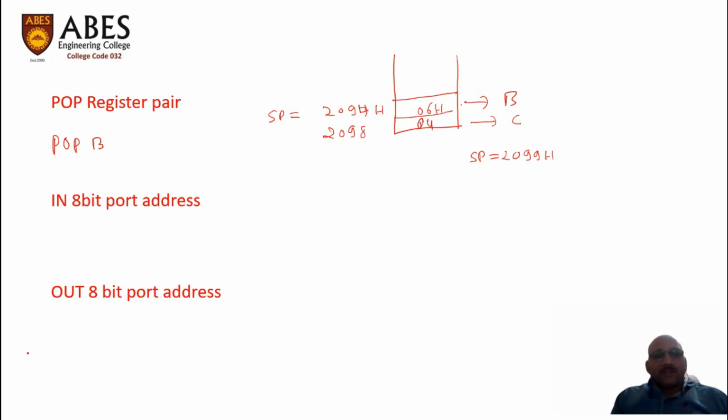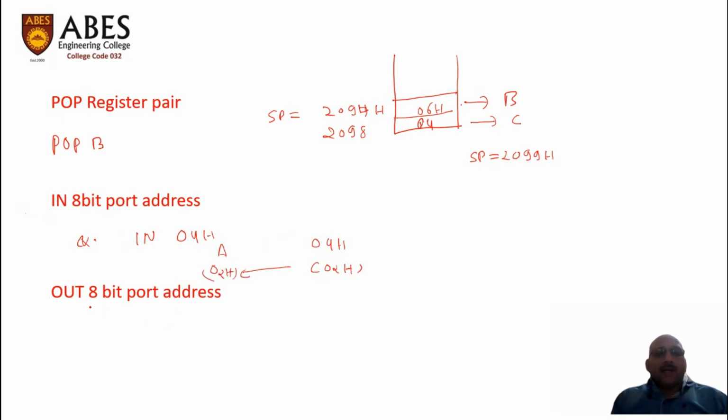Now, there are two more instructions in the data transfer type, IN and OUT. These two instructions are used to move data from and to the input and output devices. How will it do that? If I take an example, IN 04H will move the value from the device having the address 04H, for example a value 02H, to the accumulator.